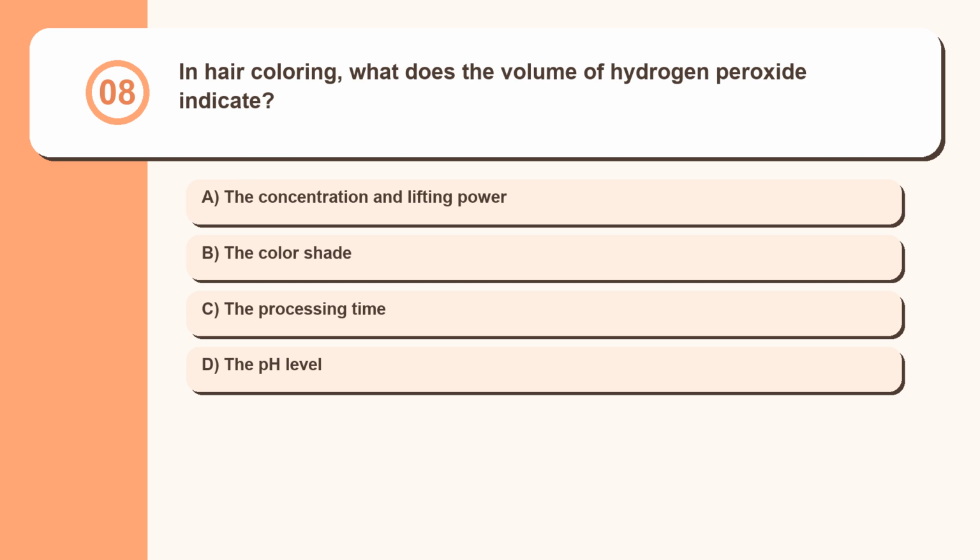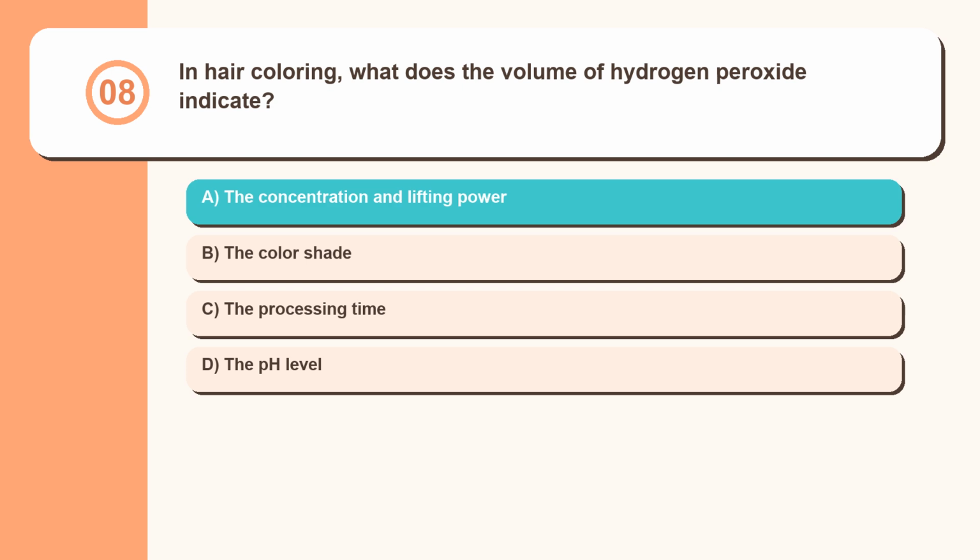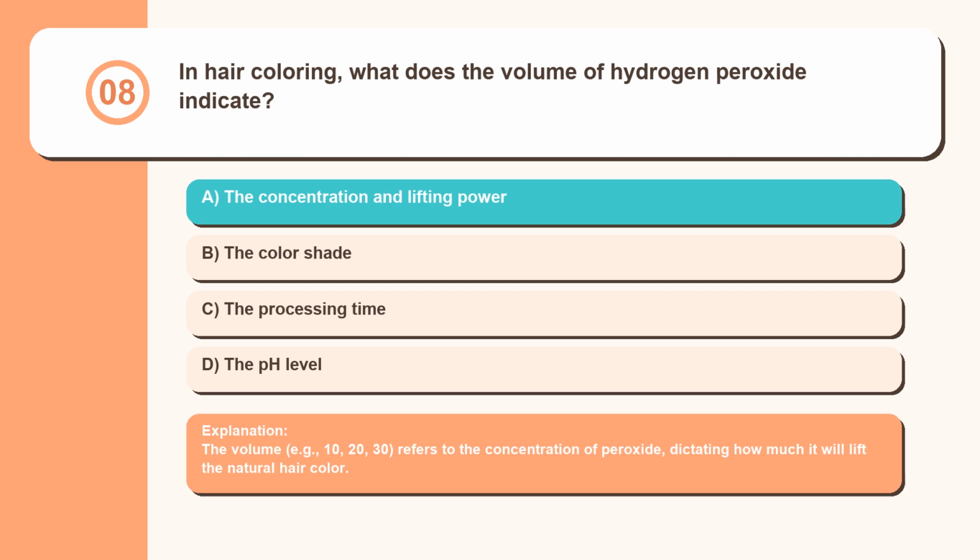Question 8. In hair coloring, what does the volume of hydrogen peroxide indicate? The concentration and lifting power, the color shade, the processing time, the pH level. The volume, example 10, 20, 30, refers to the concentration of peroxide, dictating how much it will lift the natural hair color.